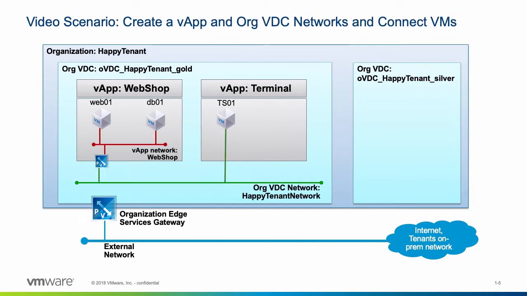In the first step, we will create an isolated org VDC network with the name Happy Tenant Network that is initially not connected to any external network. After this, the TS01 virtual machine of the vApp terminal will be connected directly into the newly created org VDC network. Next, we will create a vApp network within the web shop. Both virtual machines, Web01 and DB01, will be connected to this newly created vApp network. So much in theory, but how does it look in the vCloud Director tenant portal?